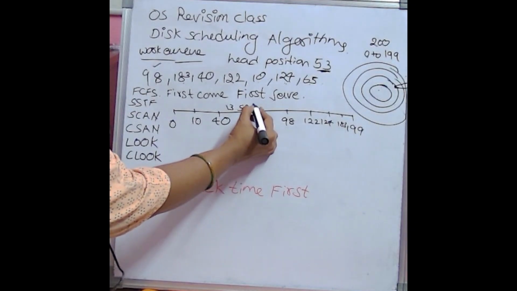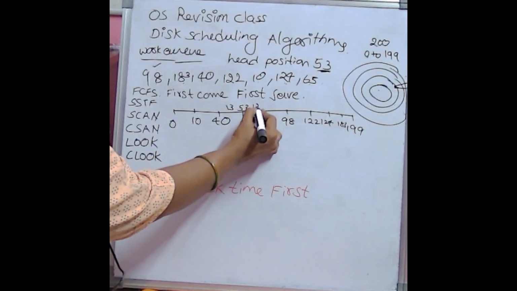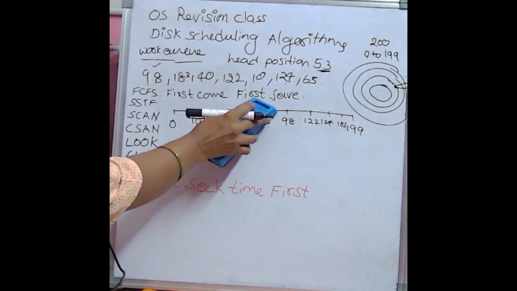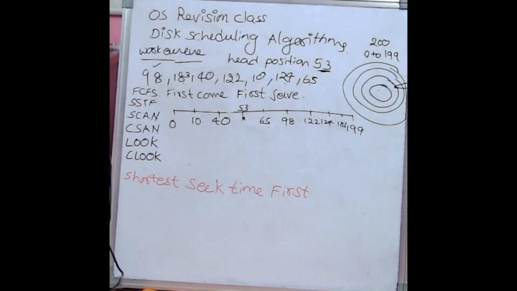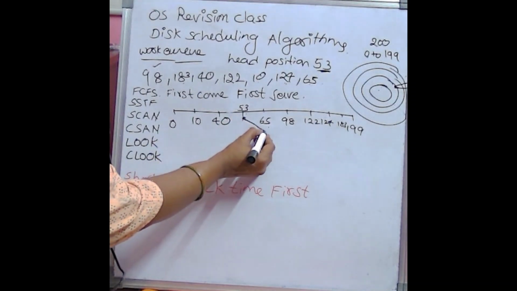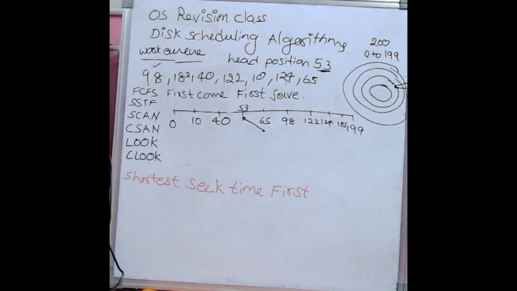How many cylinders, ma'am? 12. Yes, 12. So which is nearer? 12, to the current head position. That's why the operating system will decide, from the current head position, on the nearer one, 65. That it will serve first. So it reads or writes the data on cylinder number 65.